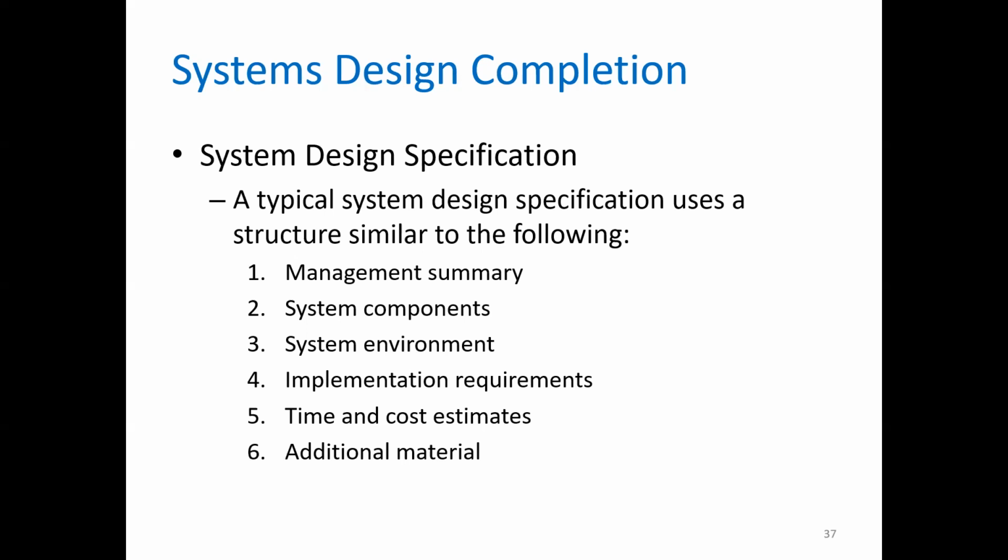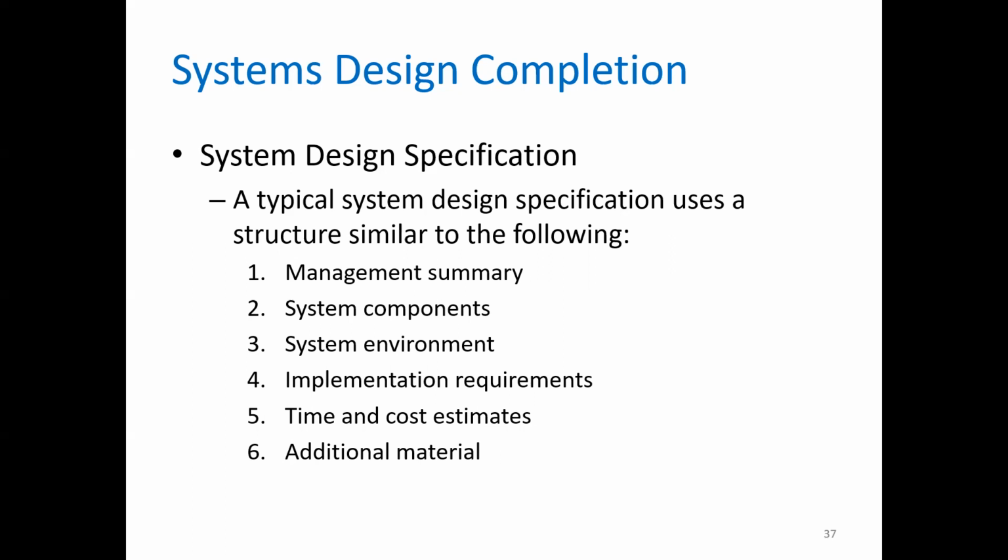Systems design completion. System design specification. A typical system design specification typically includes the following sections. Management summary. Management summary is a brief overview of the project for company managers and executives. It outlines the development efforts to date, provides a current status report, summarizes project costs, reviews the benefits of the new system, presents the system implementation schedule, and highlights any issues that management needs to address.